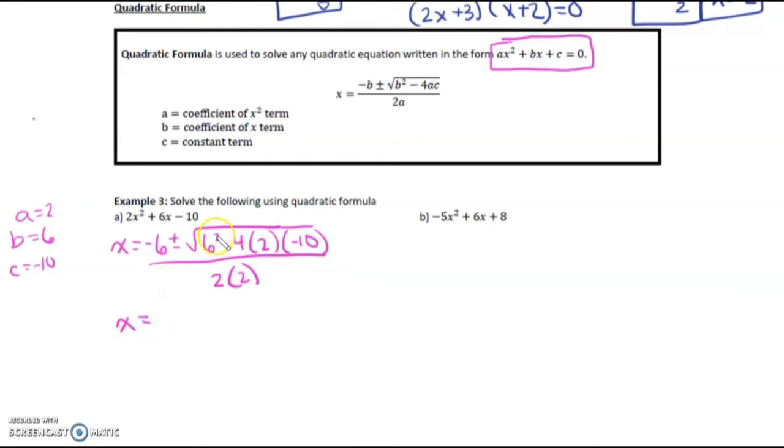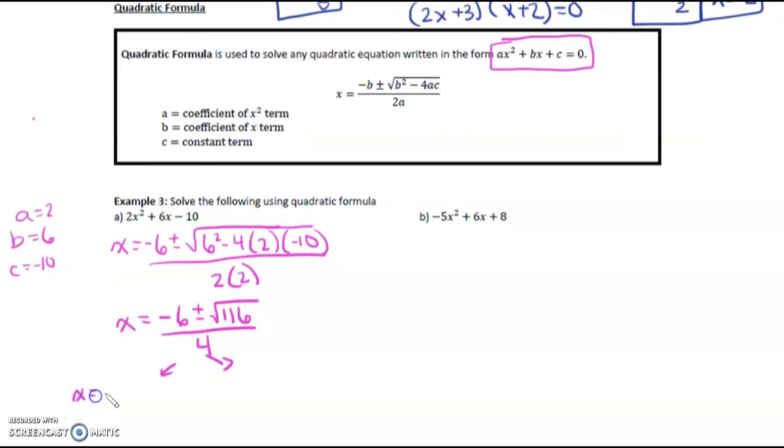Okay, so usually what I do for that is first simplify the entire expression under the bracket. So 6 squared minus 4 times 2 times negative 10, I get 116. So negative 6 plus minus root 116 over 4. Okay, now we can branch these off.